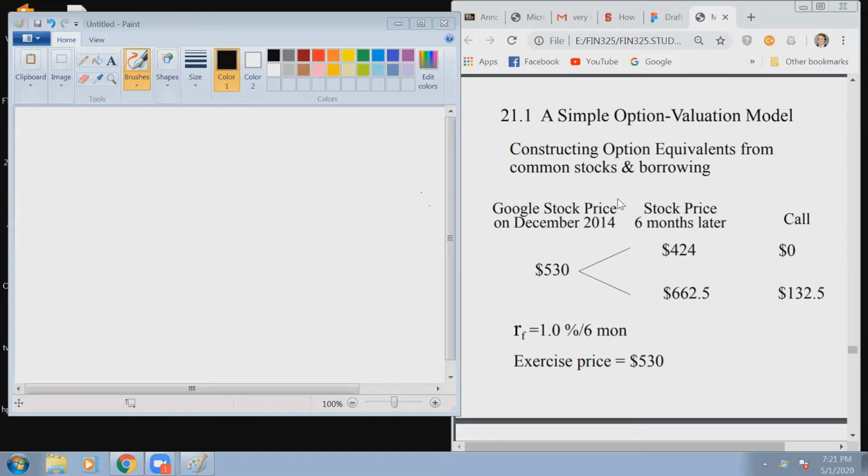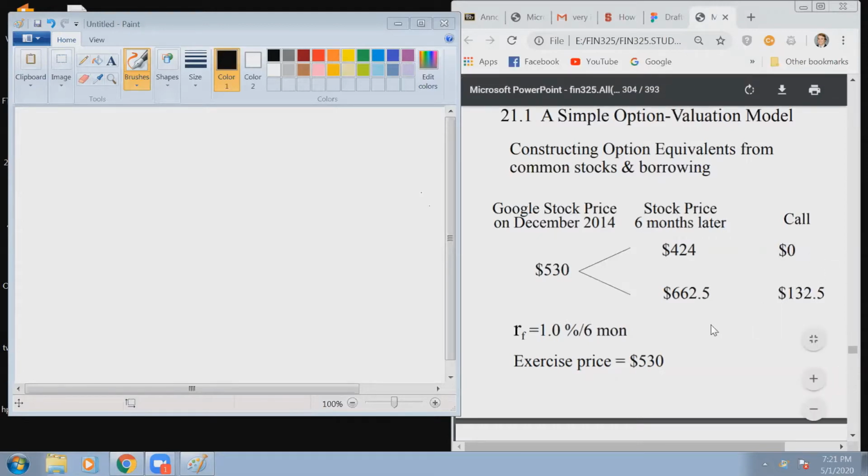We're going to cover the same exact example, which is the Google stock priced at $530. This stock can either go down to $424 or it can go up to 662.5. In either case, with a decrease, our call would be worthless. We would not exercise the call.